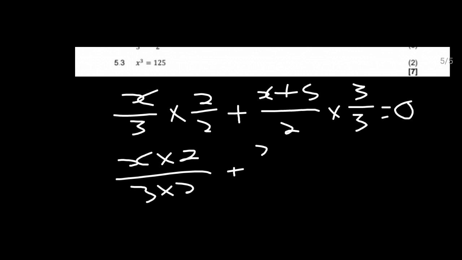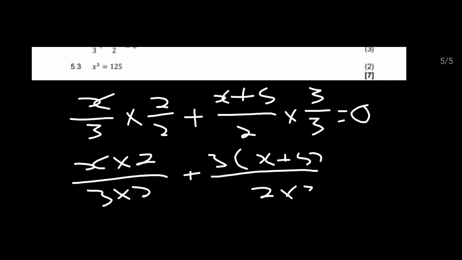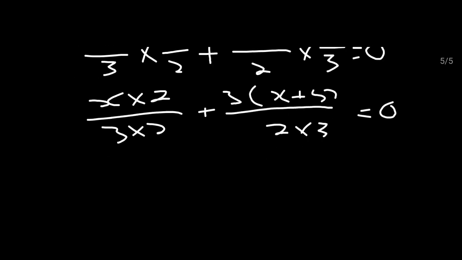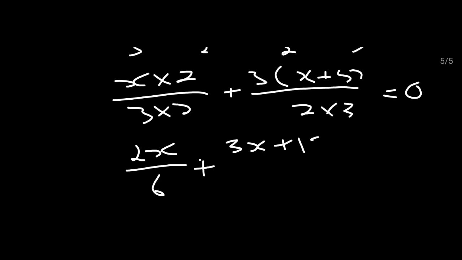Let me put it inside the bracket, multiplied by 3 over x plus 5 over 2 multiplied by 3, and then equal to 0. So now the denominator: x times 2 is 2x, over 3 times 2 is 6, plus you distribute 3 multiplied by x is 3x, 3 multiplied by 5 is 15, then over 6 equal to 0.